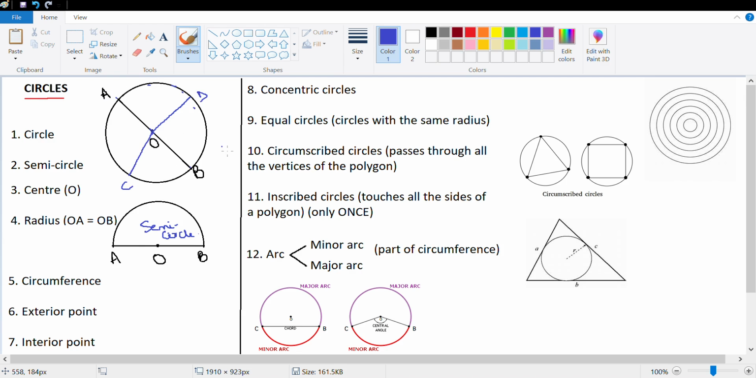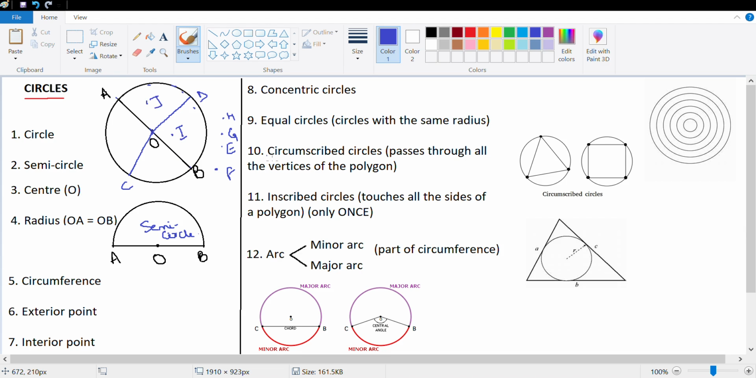Exterior point: any point which is outside the circle, for example E, F, G, H are all exterior points. Interior point: any point which is inside the circle, for example I or J in this case are interior points.